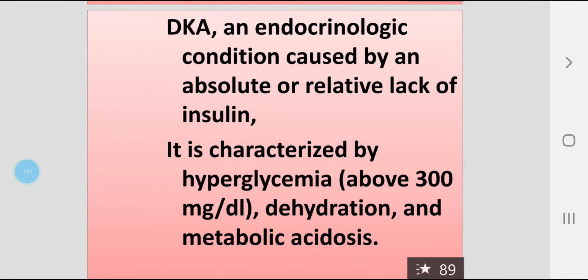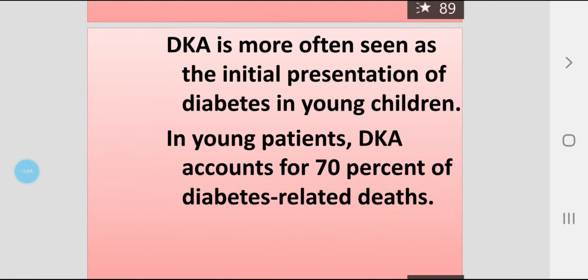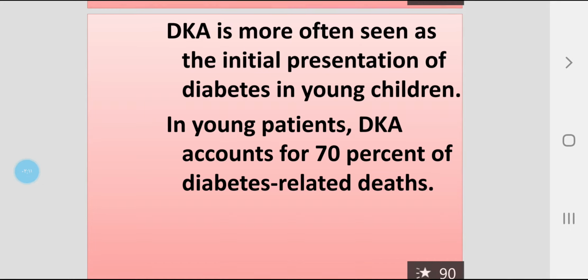DKA is an endocrinologic condition caused by an absolute or relative lack of insulin. It is characterized by hyperglycemia above 300 mg per deciliter, dehydration, and metabolic acidosis. DKA is more often seen as the initial presentation of diabetes in young children. In young patients, DKA accounts for 70% of diabetes-related deaths.